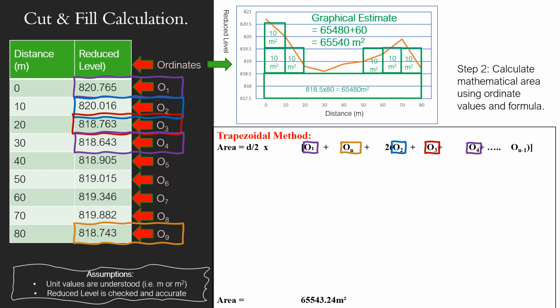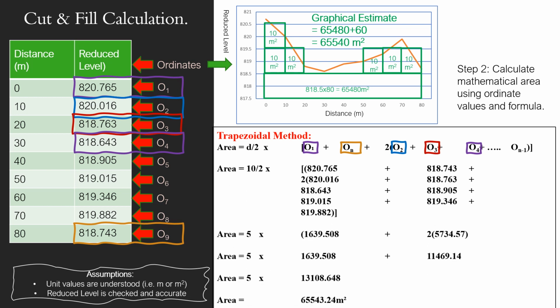D is again that equal distance, and then ordinate 1, ordinate n being the last one, because you could have any number of ordinates in this reduced level chart here, and then I've represented all the rest in colours for you. That makes it nice and easy. Okay, and you follow it through. So we get to the end. Oh, lovely. My calculation is very, very similar again, so I'm quite comfortable with this calculation.